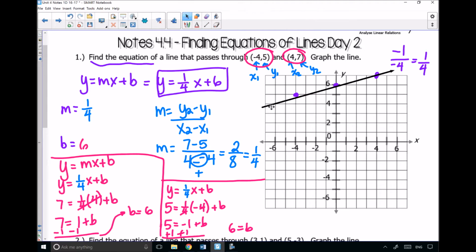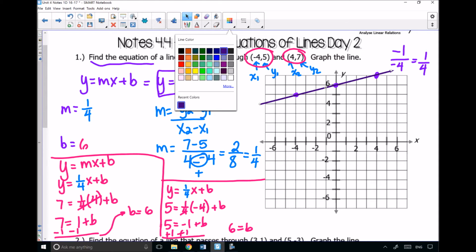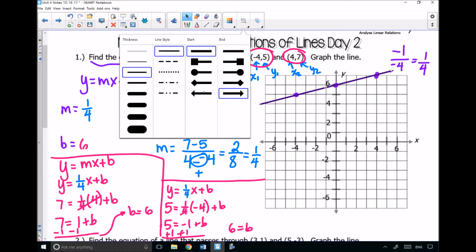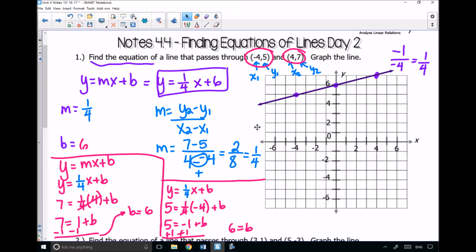Let me just fix it up right here. Make sure you're using some type of a straight edge. So here's what we have for our line. We'll make it purple, and we'll make sure that we have arrows on both ends of our lines. Do not forget to write the equation on the line, so y equals 1/4 x plus 6 should go on the line. Now I want to verify that it really is the right line. So it should go through the point (4, 7), which it does, and it also goes to the point (-4, 5), which it does, so I know I did it correctly.